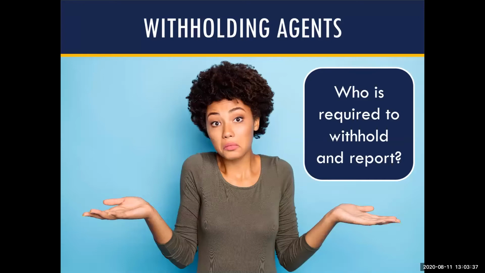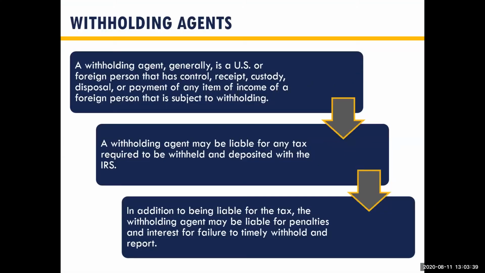So who is required to withhold and report? Withholding agents are generally U.S. or foreign persons who have control, receipt, custody, or make a payment of any item of income that's subject to withholding. The withholding agent, as I mentioned, may be liable for any tax that they didn't withhold and deposit. And there are often some penalties and interest related to non-withholding.